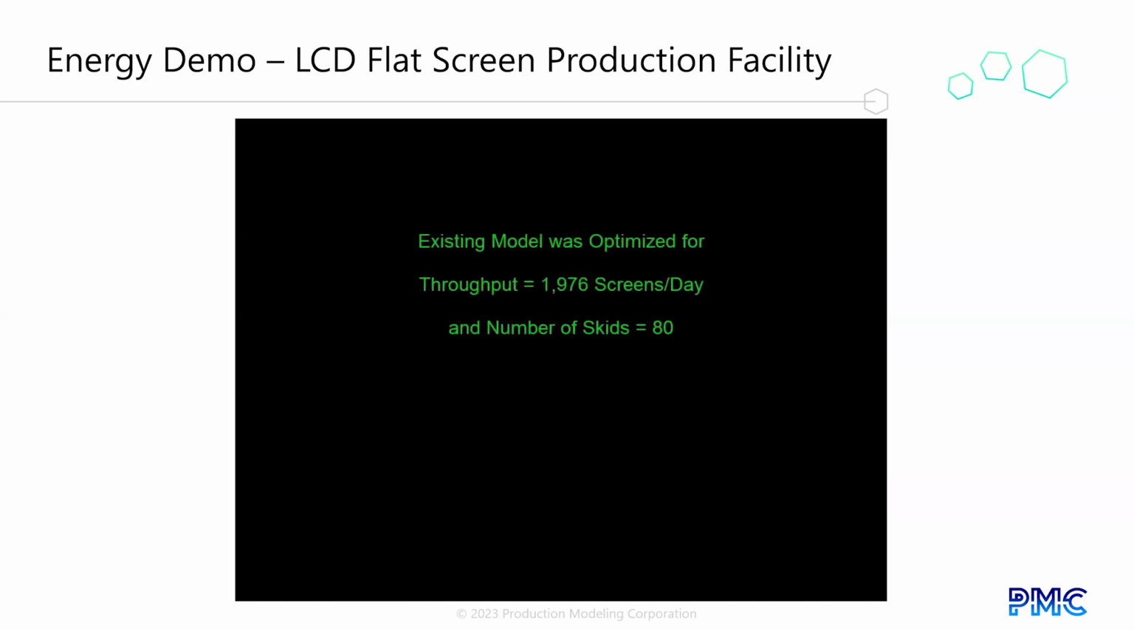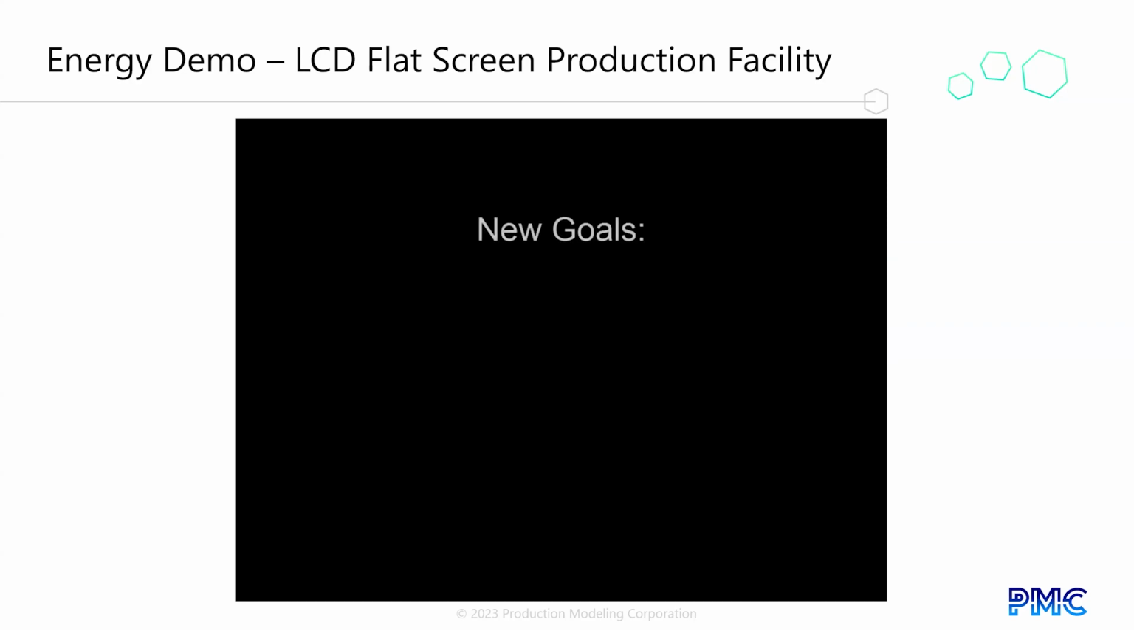Using Plant Simulation's powerful traditional modeling and analysis tools, the existing model was optimized for a maximum throughput of 1,976 screens per day. What-if experiments also showed that a minimum of 80 skids was required to maintain that throughput. Since Plant Simulation now can model, analyze, and optimize energy consumption, we set new goals for our plant to reduce energy consumption without decreasing throughput.